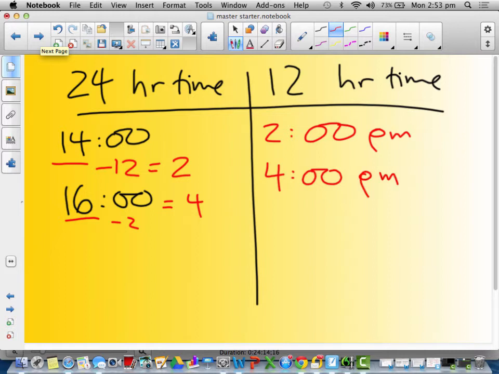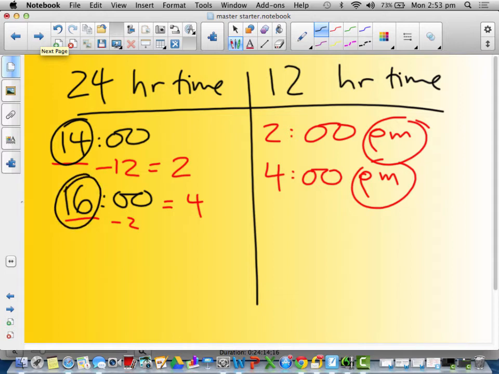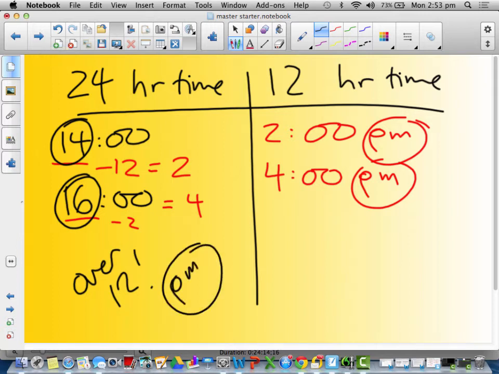And of course, if you're wondering, well, Mr. Burns, how do I know whether it's PM or AM? Well, you just have to remember with 24-hour time, as long as this number is over the 12, it's going to be a PM time. It's an afternoon time, right? PM actually means post meridian, which means post noon, so it's an afternoon time.